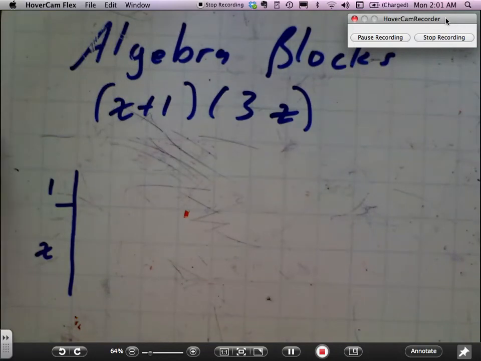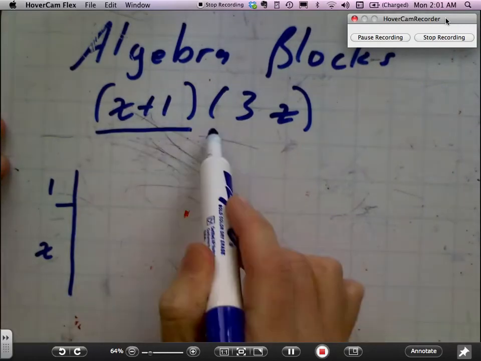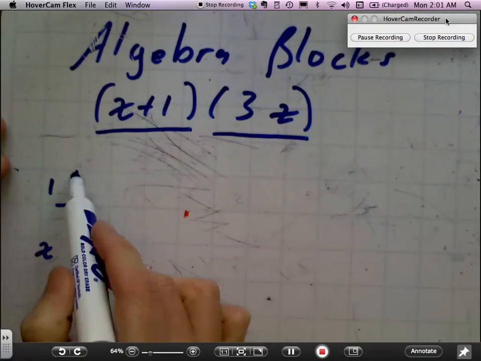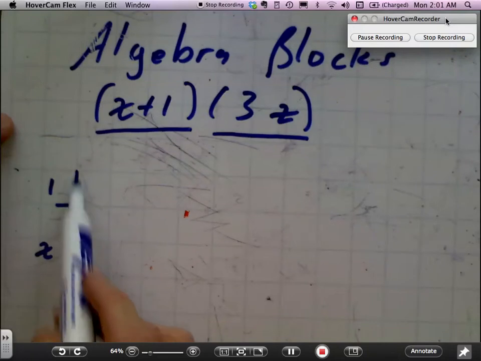I just want to look at this one. I want to use algebra blocks to multiply the quantity x plus 1 times 3x. Now I've already represented one side, so maybe we'll call this the height of a rectangle. This length is 1.